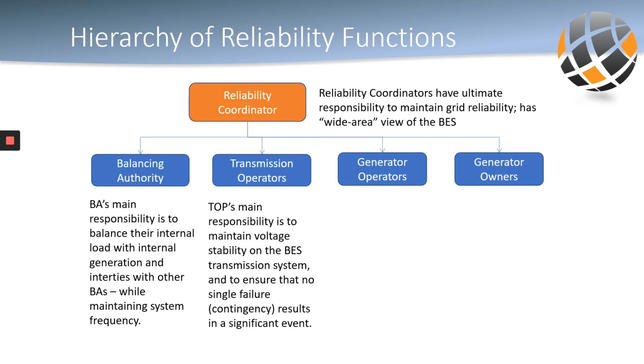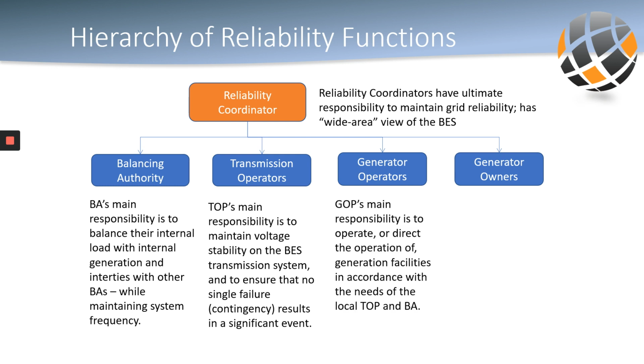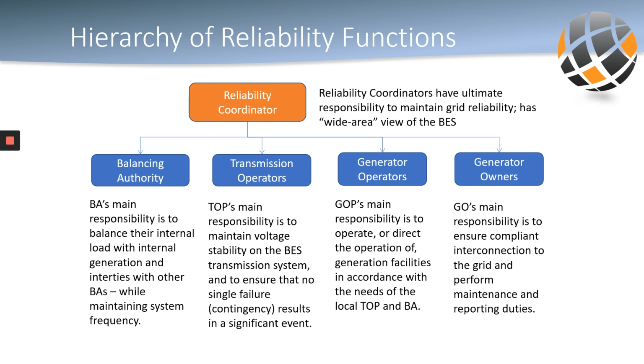Transmission operators' main responsibility is to maintain voltage stability on the BES for their portion of the transmission system they operate, and to mitigate the risk that any single failure results in a significant grid event. Generator operators operate or direct the operation of generation facilities from their control center in order to coordinate operations with the local TOP and BA. Finally, generator owners own the generation facilities, and with that comes the responsibility to maintain their interconnection facilities and perform maintenance and reporting functions.